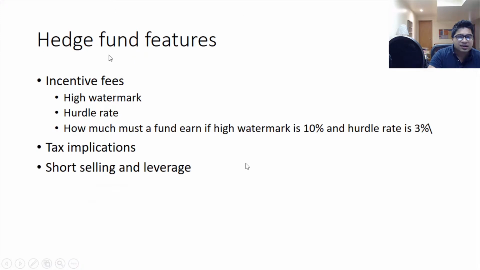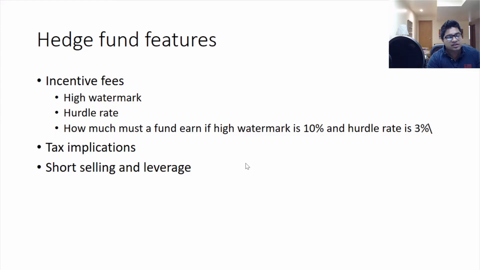Now, a key component of hedge funds is incentive fees. What are incentive fees? Along with management expense ratios, MERs, and along with commissions, you also have to give incentives to the fund managers of hedge funds. Incentives are dependent on the performance of the hedge fund.